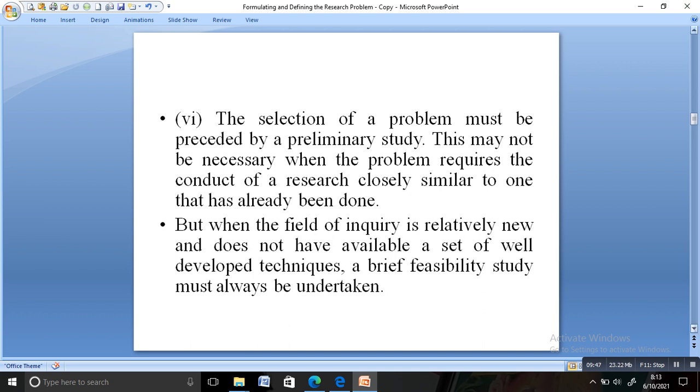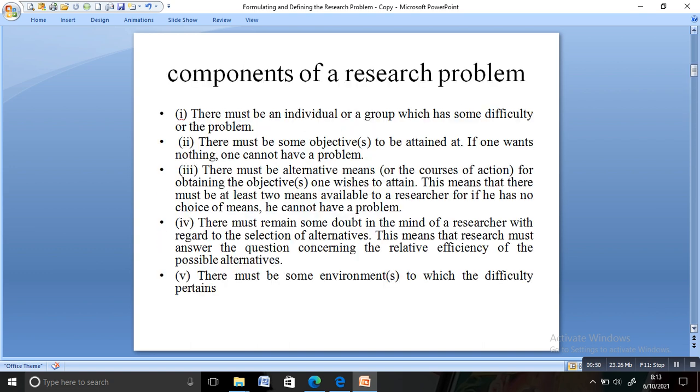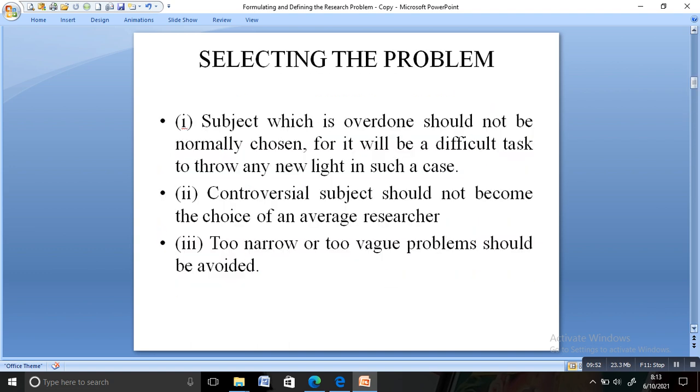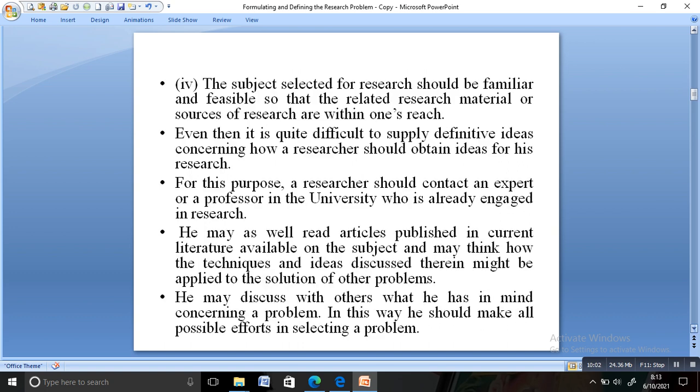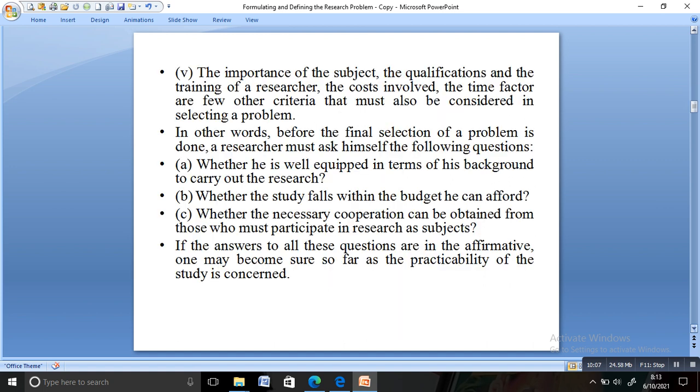research problem, an overdone subject should not be taken. Then controversial subjects should not be taken, too narrow or too vague problems should not be taken. The researcher should be familiar and feasible with the subject. The importance of the subject, the qualification of the researcher, training, everything should be thought out. Then we should see whether we are equipped with the background to carry out the research. Then you have to think about the budget, and whether you'll be getting the necessary cooperation.